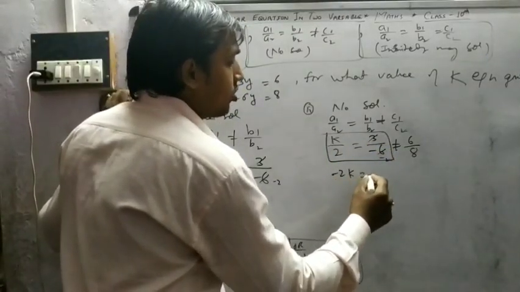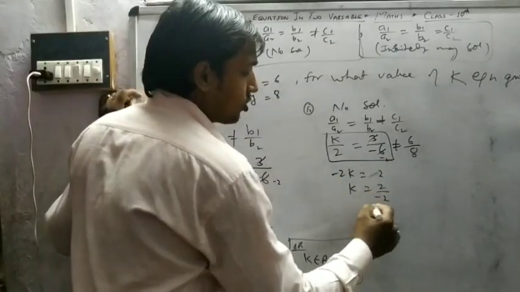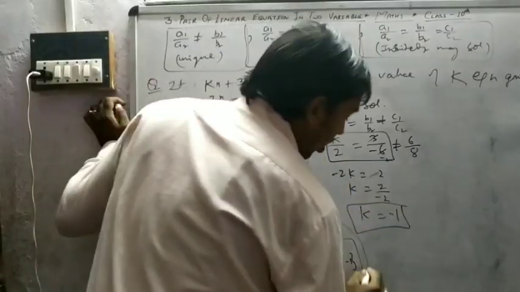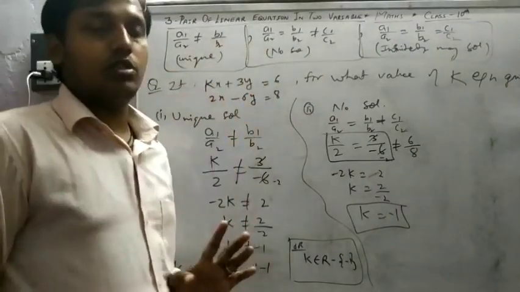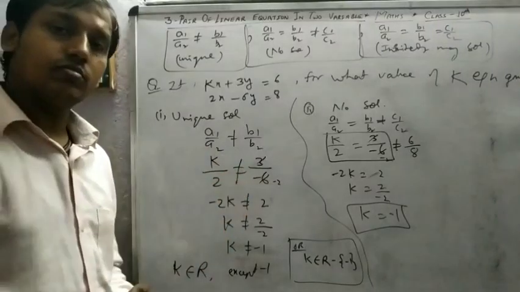Minus 2k is equal to 2. k is equal to 2 upon minus 2. k is equal to minus 1. Means for k equal to minus 1, the equation gives no solution. Okay? Pause the video and note down.